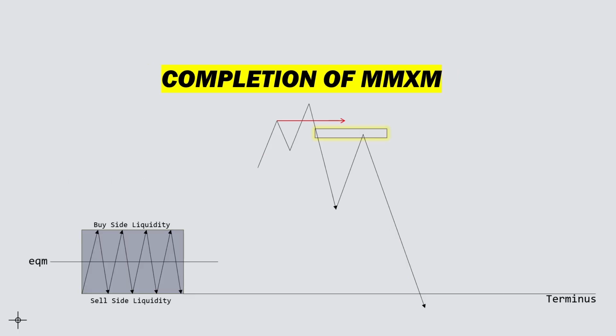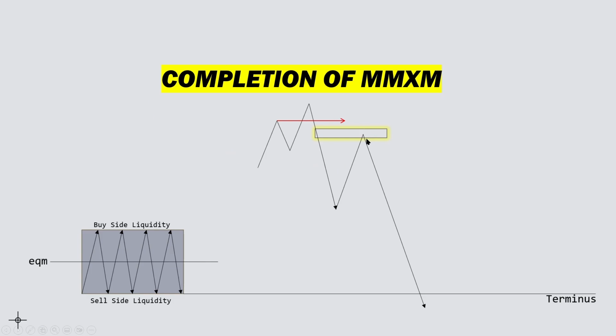And then, of course, I think this is the last slide. We have here the completion of the market maker model. So we have here the consolidation. We have here the smart money reversal. Then we have here a retracement into this dealing range that took out both sides of liquidity. Fair value gap, breaker block, reclaimed order block, BPR. There's a lot of things that I see here. A lot of things.